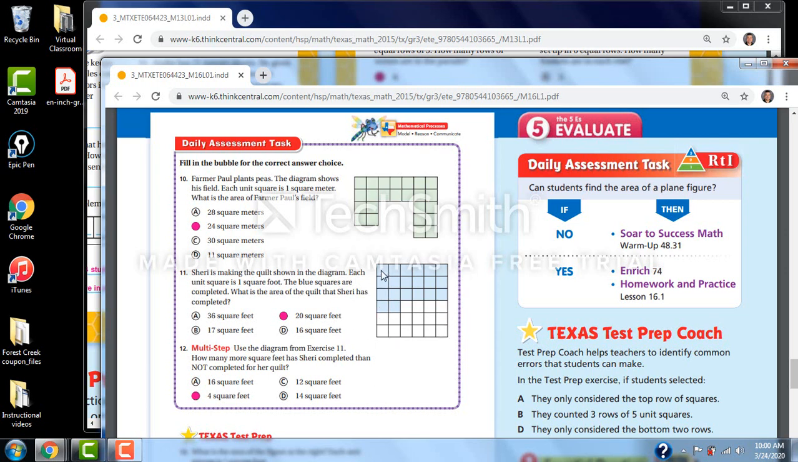Or you could just count the squares, and there should be 20 squares in there. Use the diagram from exercise 11, of course. How many more squares does Sherry complete than not complete? So you get this total area, you get this total area, and you subtract these two, and that'll equal 4 square feet.